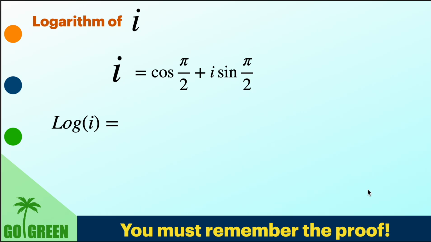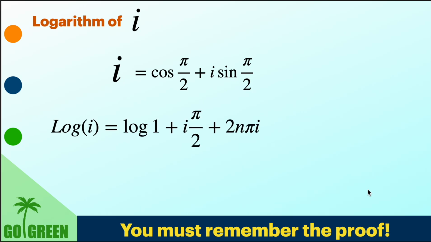So then what is the logarithm of i? We have seen that this is log r plus iθ plus 2nπi. Now r is 1, so log 1 plus iθ, θ is π/2 here, plus 2nπi. And small log of 1 is 0, therefore we get iπ/2 plus 2nπi. This is the value of log i.